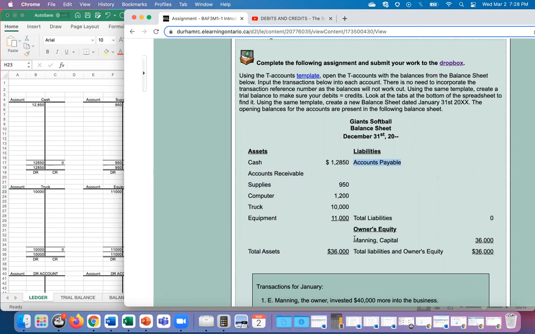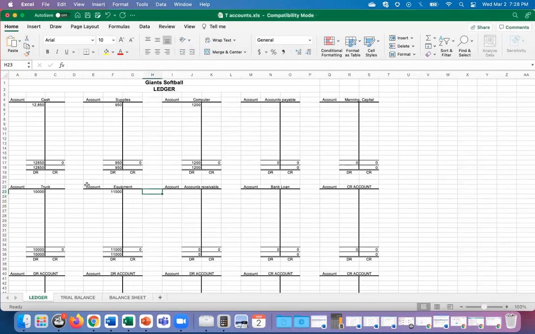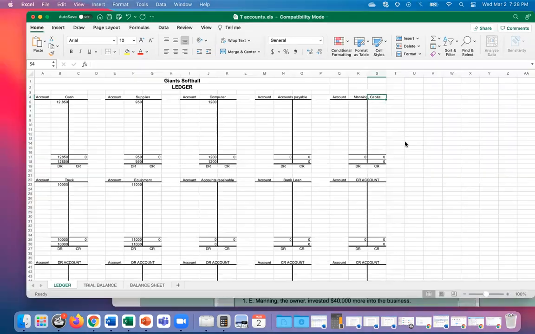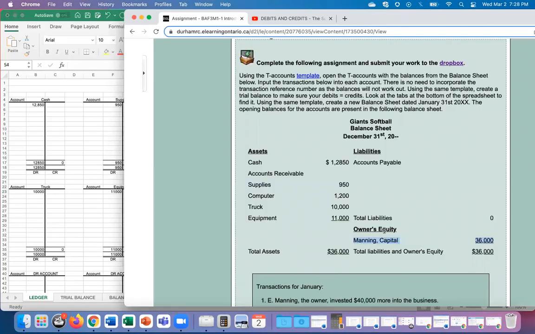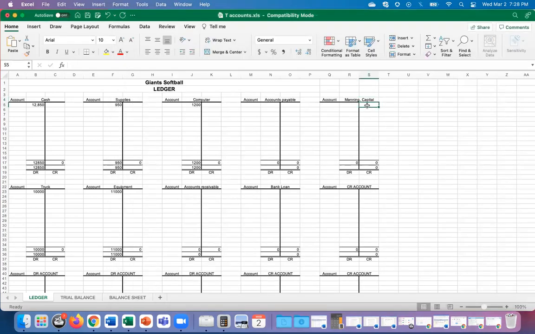And then we've got Manning capital, 36,000. So this is something that changes. Manning capital is a capital account, as you can see there. A capital account is over there on the right-hand side of the balance sheet, and it's under the owner's equity section. And so anytime that we add to a capital account, that is going to be a credit. So that's different than the assets. Anytime you add to a capital account, it is a credit. So that's going to be 36,000 on the credit side.